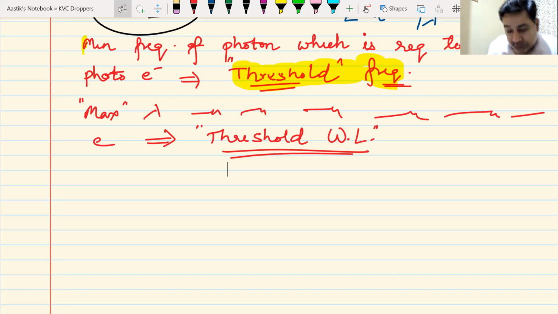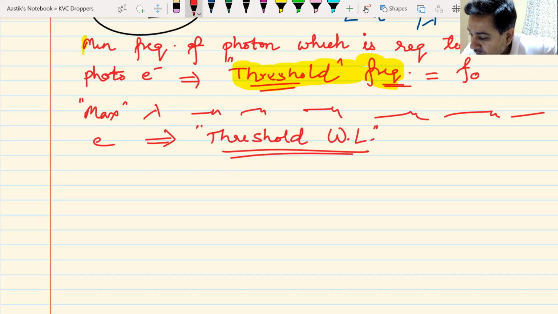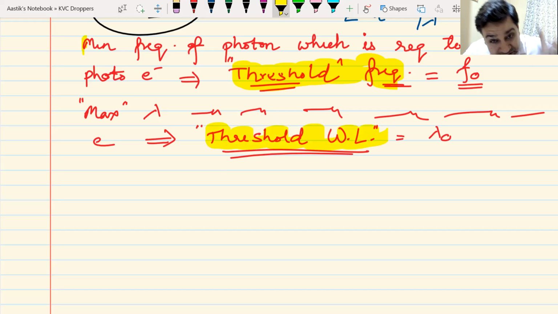So now I can formulate a relation. This threshold frequency, gentlemen, I will write as f naught. This threshold wavelength I will write as lambda naught. Do you understand? The symbols are important because symbols mean everything to me in physics. F naught stands for threshold frequency. Lambda naught stands for threshold wavelength. Will you remember this?